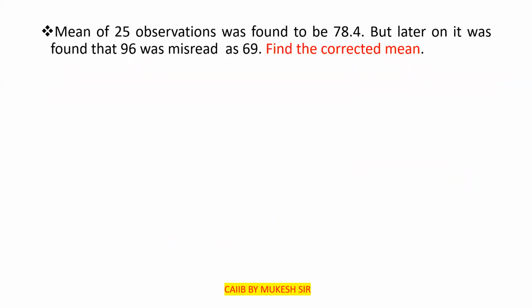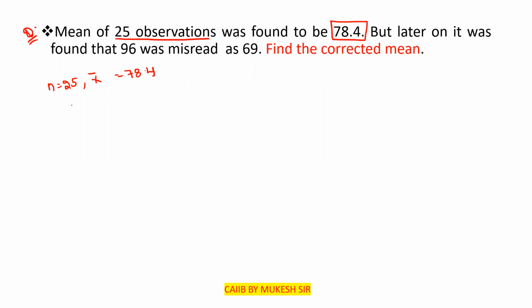Next question, it is also on that, but there is a little more twist in the question. Clear? So let's try to understand what they say. As per the question, the average, or we can say the mean, of 25 observations was found to be 78.4. N is 25, and the average, x bar, is given.